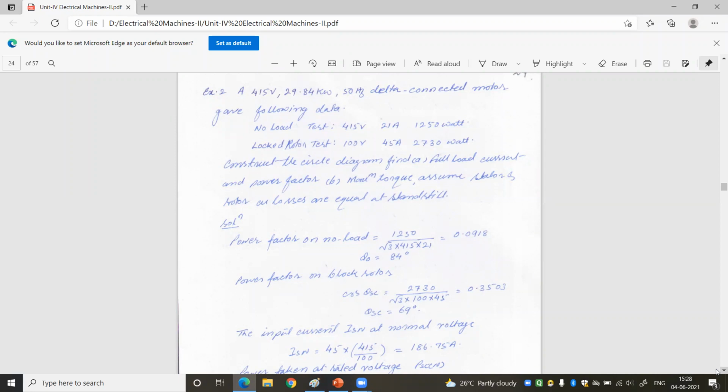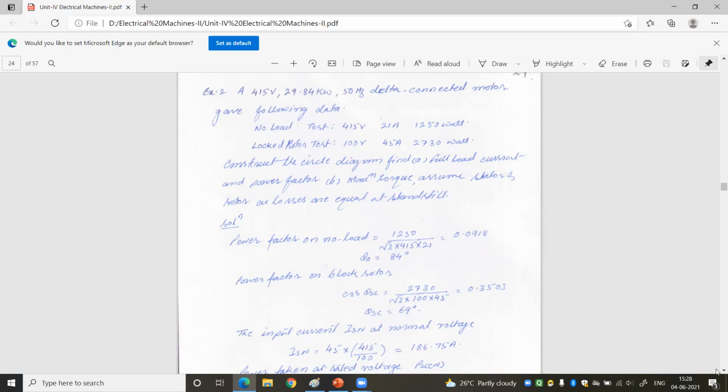Whereas in the blocked rotor test, a reduced voltage has been applied, equal to only 100 volt. The full load current is 45 ampere and 2730 watt is there. Construct the circle diagram and find the full load current, power factor, maximum torque. Assume stator and rotor copper losses are equal at standstill.